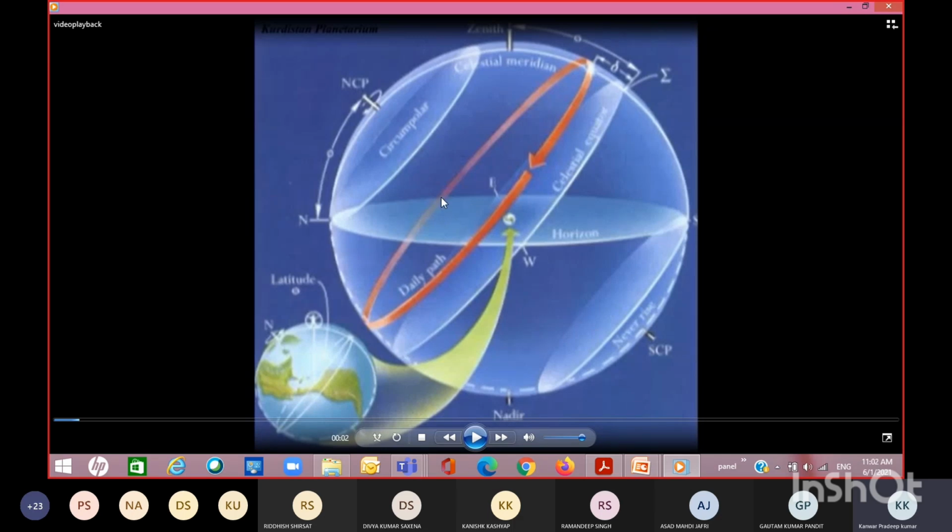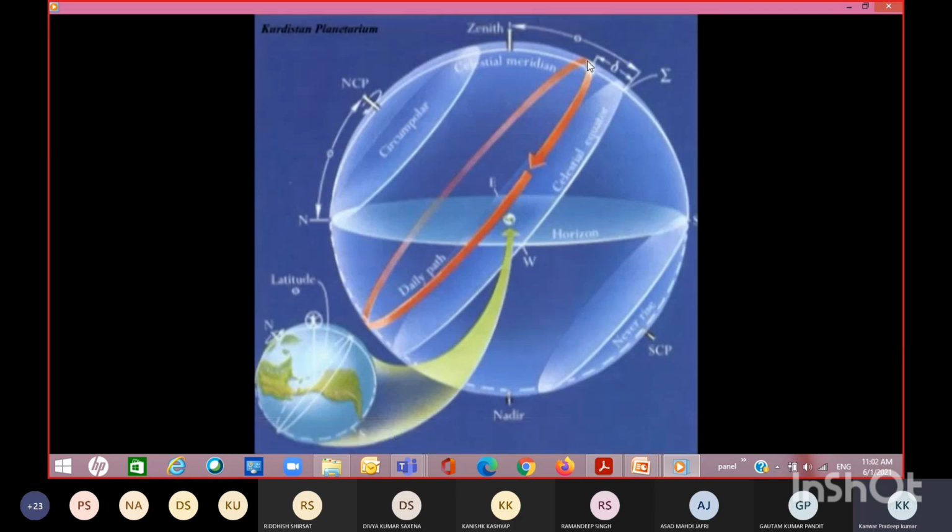If a body is rising over here, what is its altitude? I'm talking about the red line, the sun. When the body is rising over here, what is the altitude of the body? Sextant altitude. Zero, sir. 0 degrees. Very good. It is increasing, increasing, increasing till it reaches the maximum altitude. When it reaches the maximum altitude, what is it called?